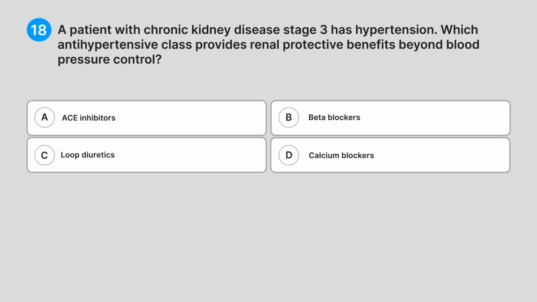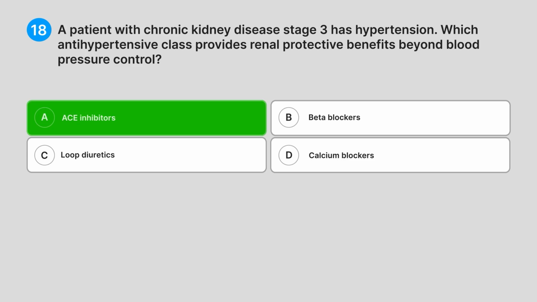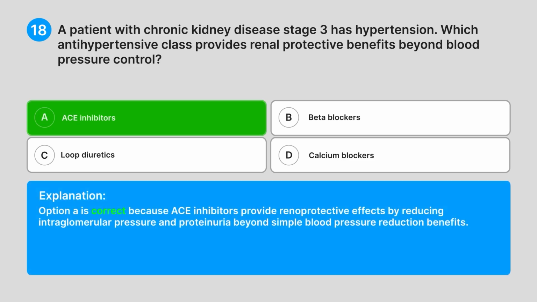Correct answer, A. ACE inhibitors. Explanation: option A is correct because ACE inhibitors provide renoprotective effects by reducing intraglomerular pressure and proteinuria beyond simple blood pressure reduction benefits.